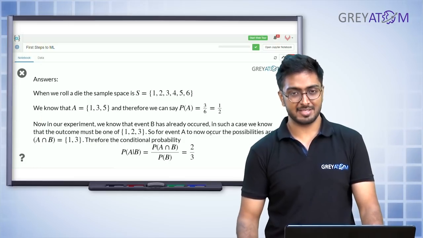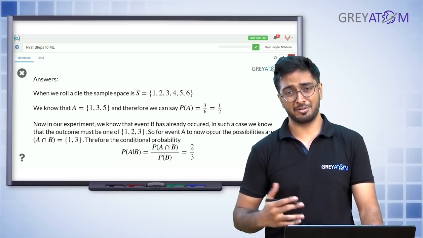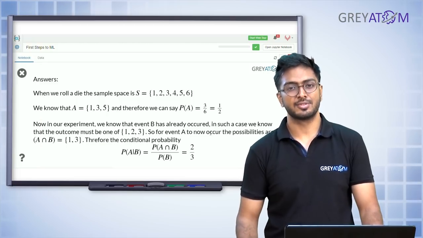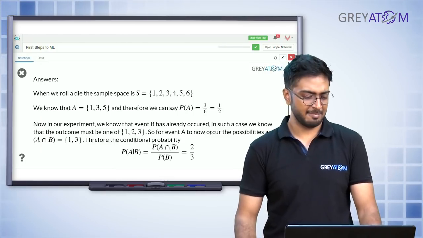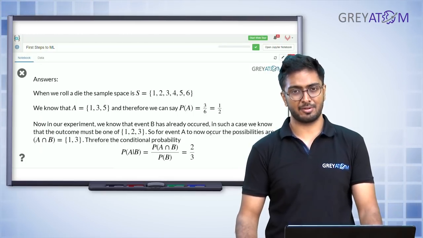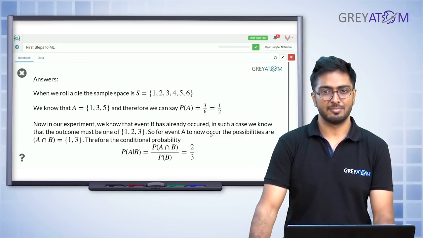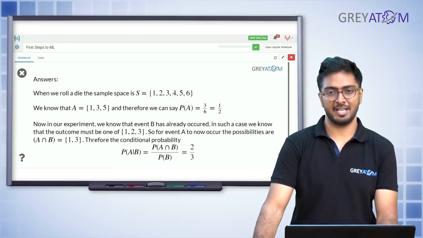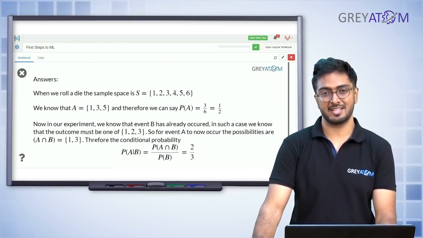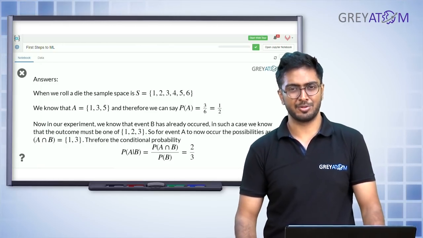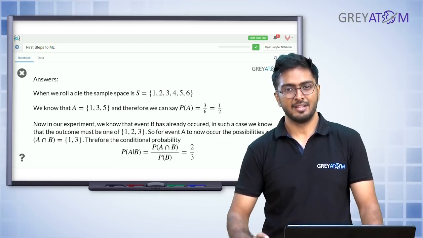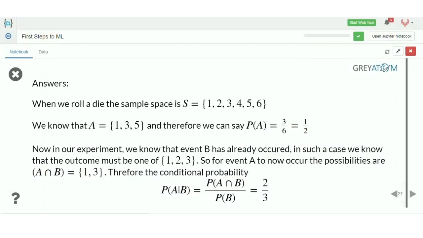Event A was that the outcome could be any of the odd outcomes. Now what is the probability of A if I told you that B has already occurred? That is simple, the A intersection B. There could only be 1 and 3. So the probability of A given B is the probability of A intersection B divided by the probability of B.